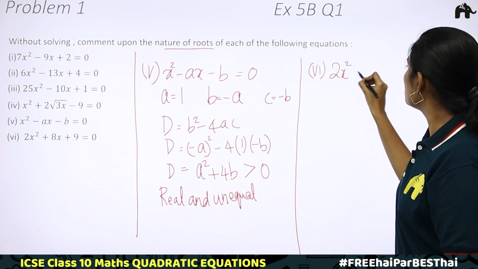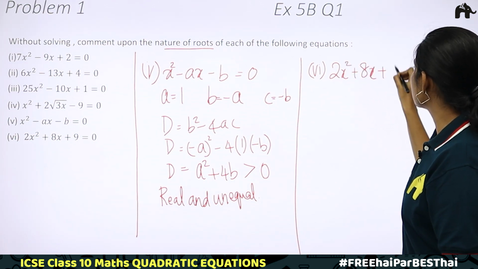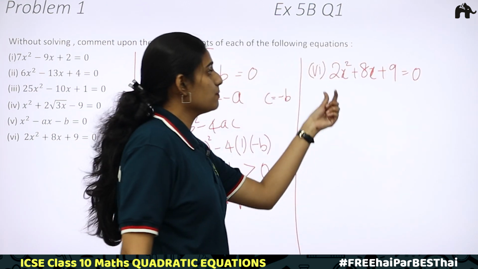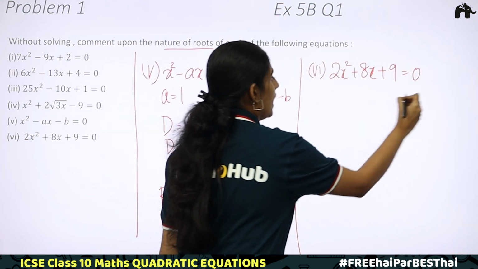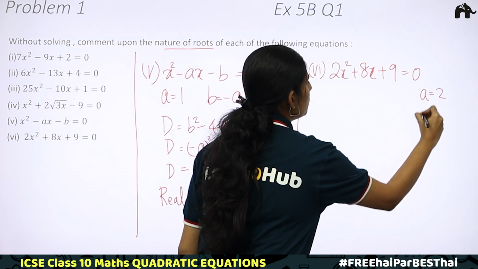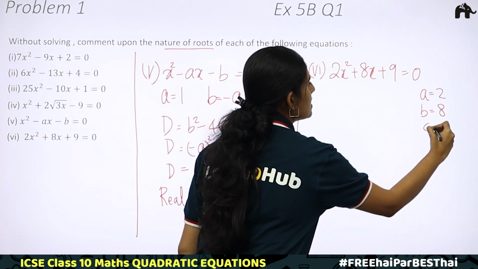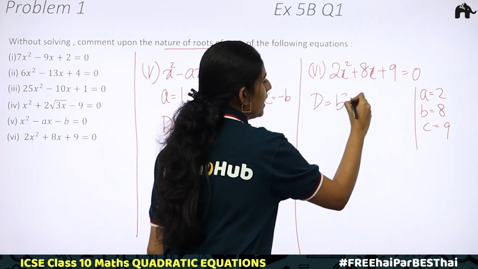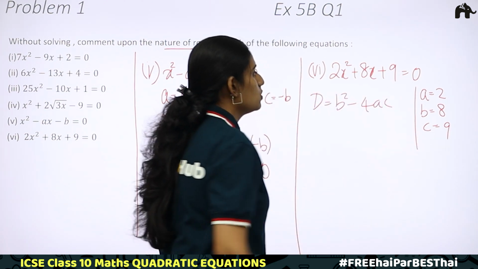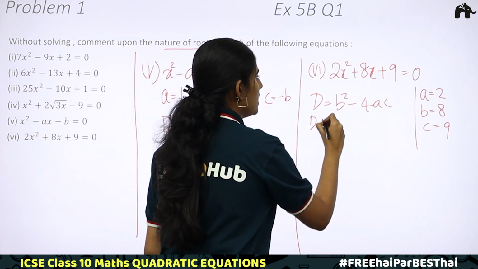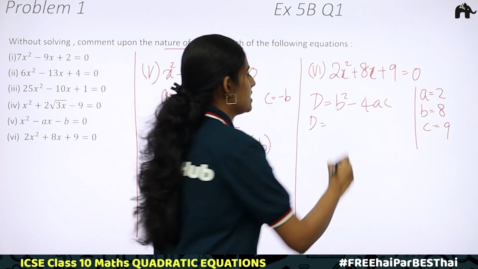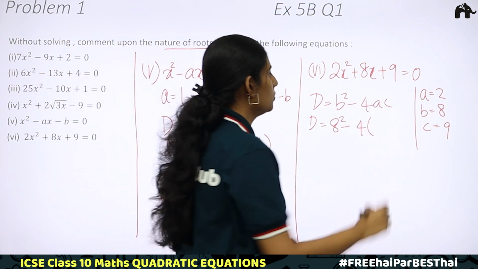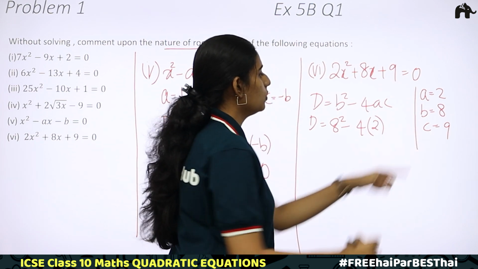Now the last equation, sixth one, 2x square plus 8x plus 9 is equal to 0. Here a is equal to 2, B is equal to 8 and C is equal to 9. Discriminant D is equal to B square minus 4AC. Substitute the values. Discriminant D is equal to, here B is 8, 8 square minus 4 into A is equal to 2 and C is equal to 9.